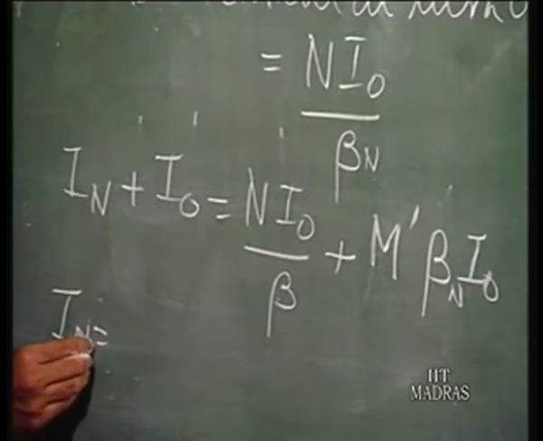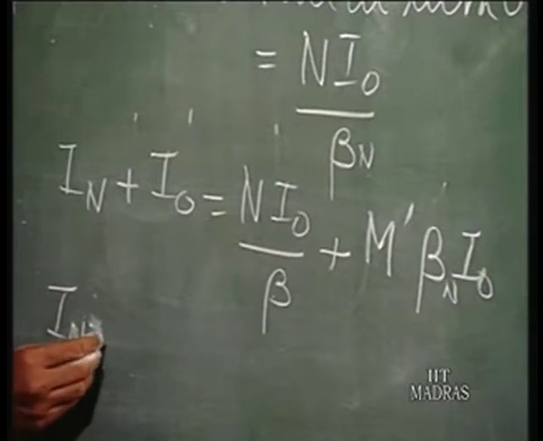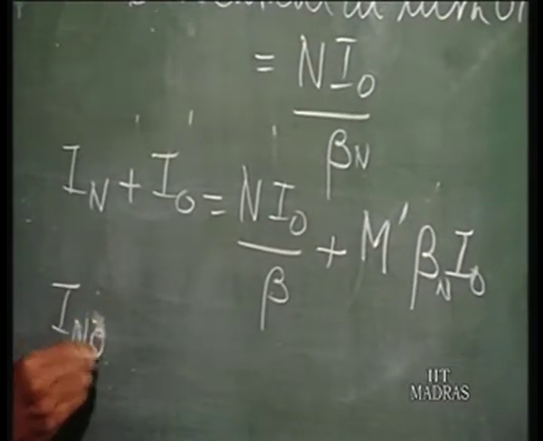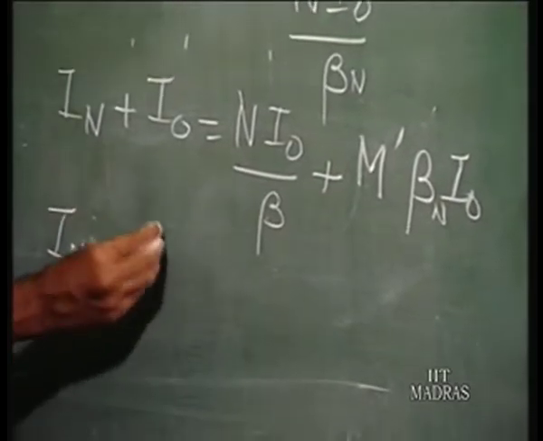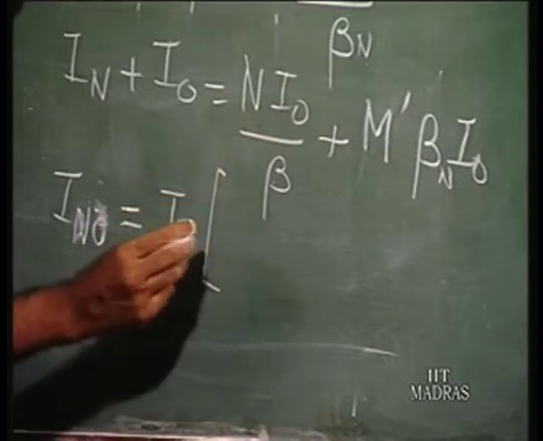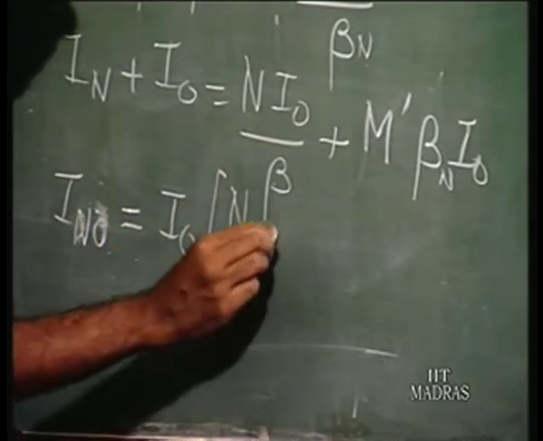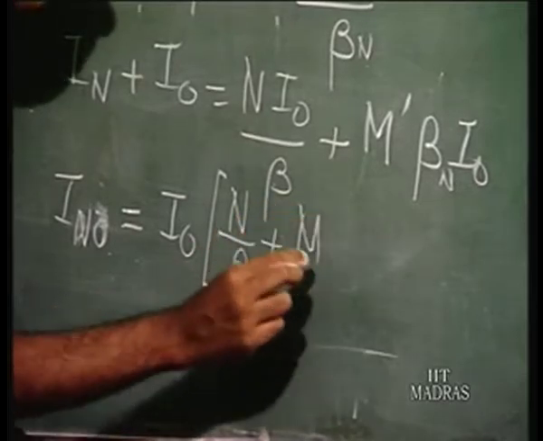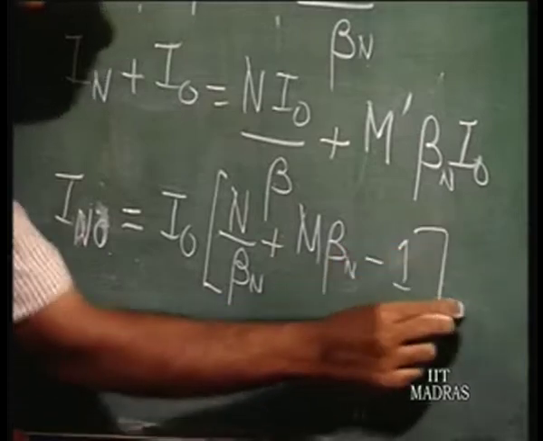I n, actually this is called I n O, that is 0, because this transistor is in the off condition, is equal to I naught times n by beta plus m beta minus 1.